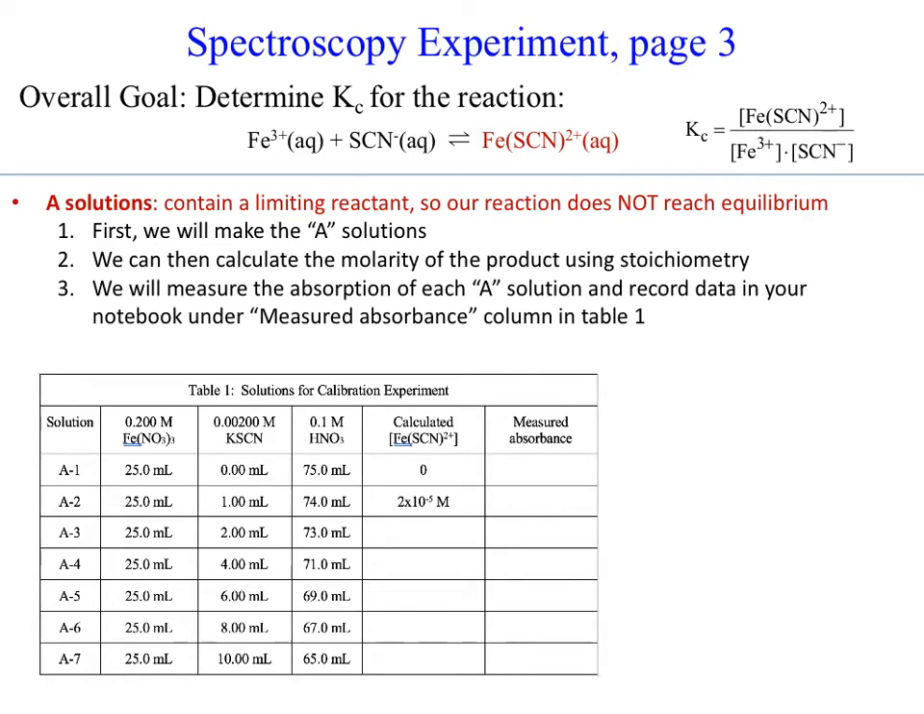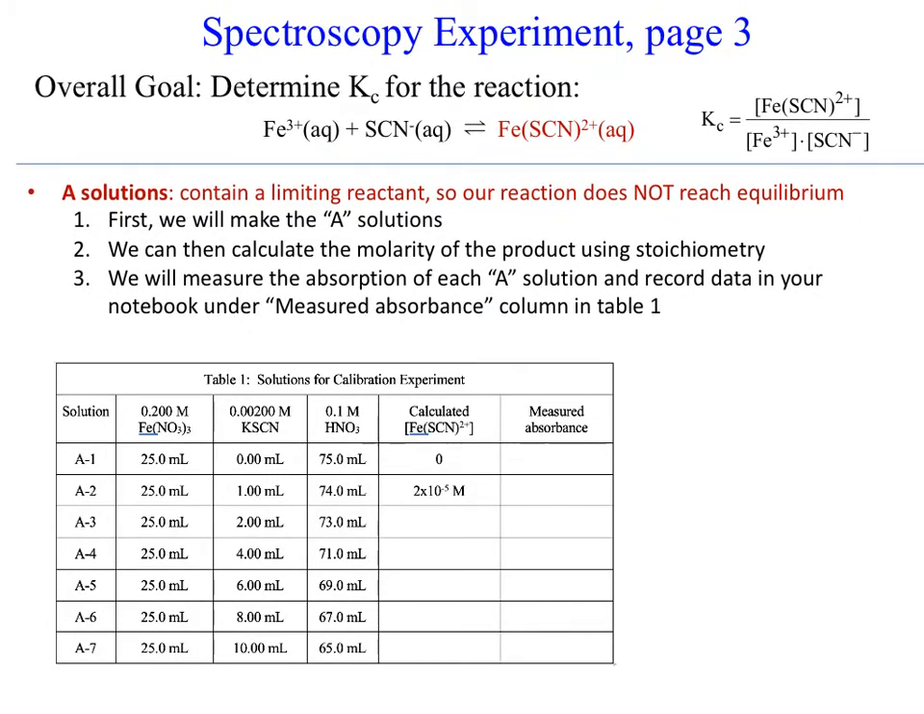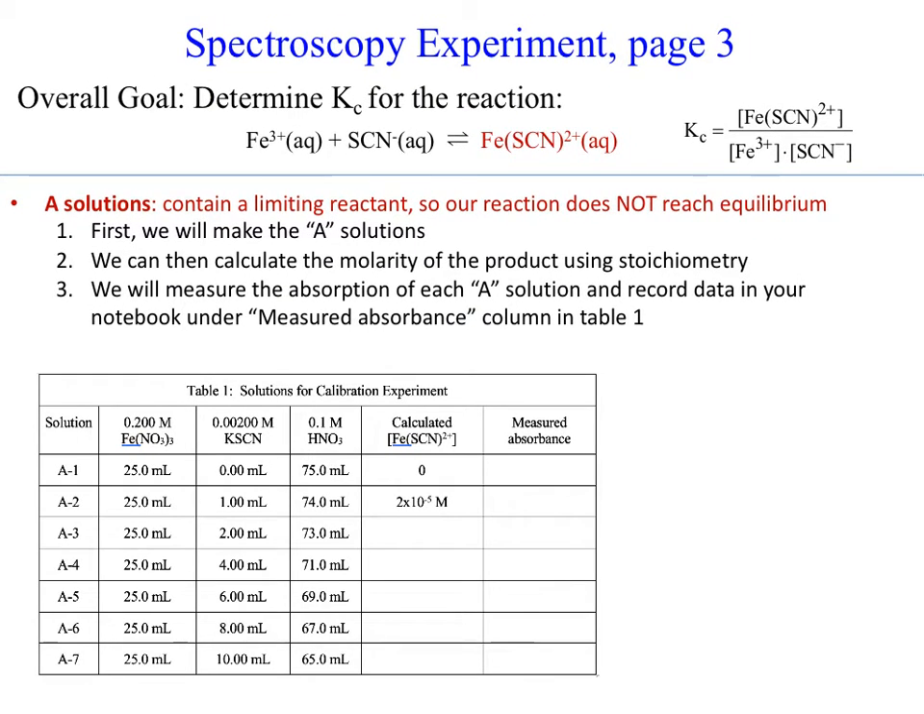So continuing with these directions, we're on page 3. We made the A solutions. You should have already calculated the molarity of the product using limiting reactant and stoichiometry. Now we're going to measure the absorption of the A solution. You're going to put this into your data table right here. Go to the student data set that I assigned you and enter the absorption that is listed for your particular group in each of those boxes.